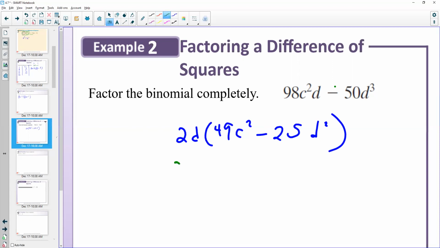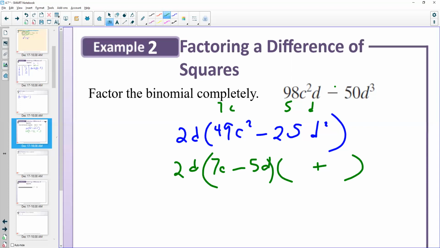So I'm going to change color. That gives me 2d. I'm going to make my two binomials, minus, plus. The base here is a 7 and a c. This is a 5 and a d. This is just a hitchhiker, this d. It's just there, okay? So I'm going to do 7c minus 5d and 7c plus 5d. That's all it is, okay?